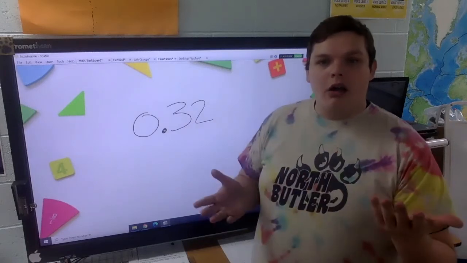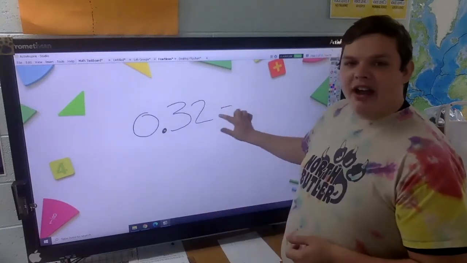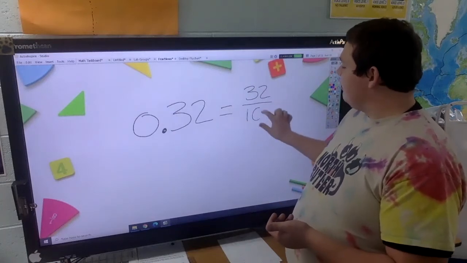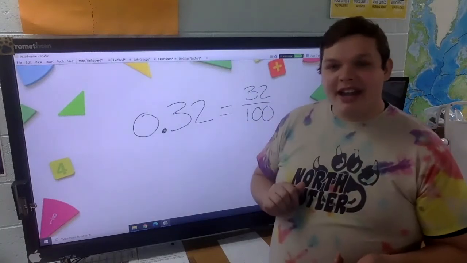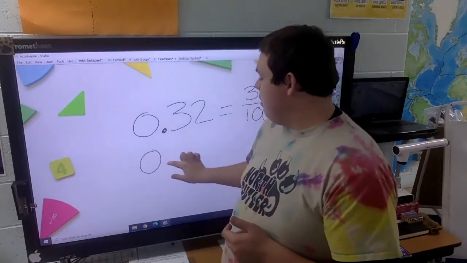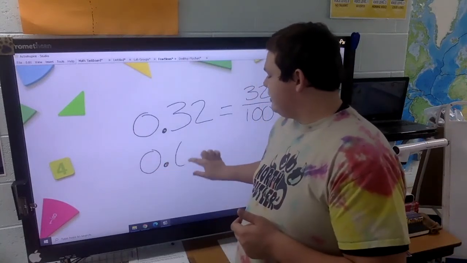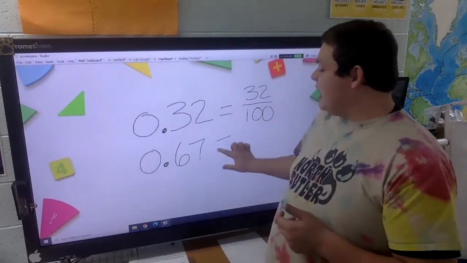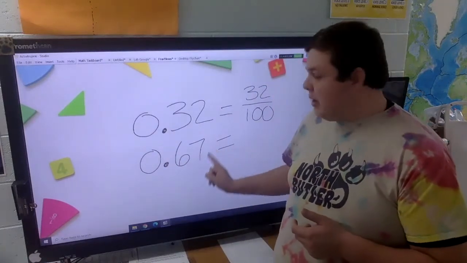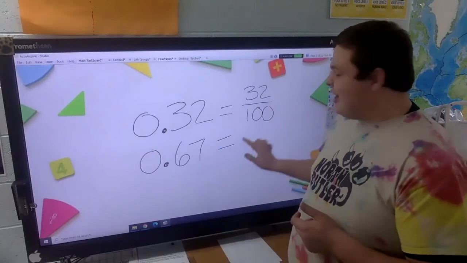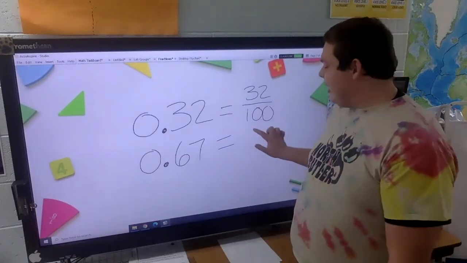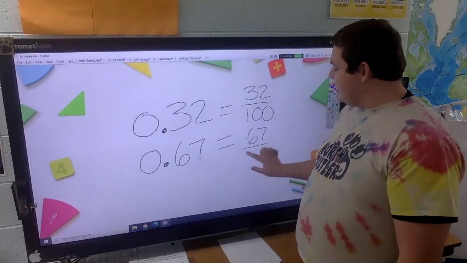So this decimal is 32/100ths. Oh, I just said it the same way I would write the fraction. So this is equal to 32/100ths. Pretty nice, right? Let's do another one. 0 wholes. Let's do 67/100ths. This fraction is 67/100ths because it goes out to the hundredths place. So 67/100ths as a fraction, I just said it. I just gotta write it down now. 67/100ths.